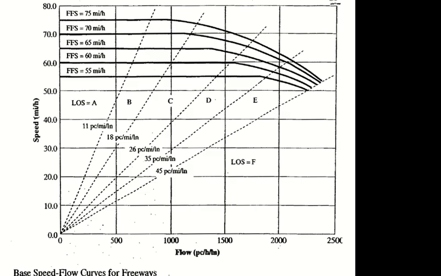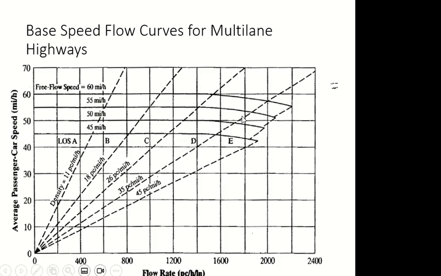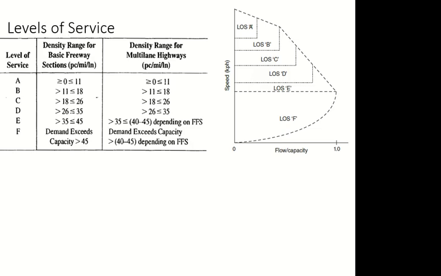If I take the example of a multi-lane highway, free flow speed 55, flow rate 1200. 55 is here, this curve. 1200 is here. So we come to the curve, and I know my level of service is C. If you have this, then you can do it in this manner. Otherwise we have calculations to find out the level of service as well. So this is another method, but to use it the curves must already be plotted and these lines must be intersecting. If you are missing something, you cannot find out the level of service like this.